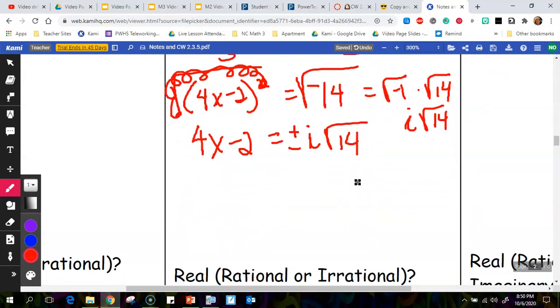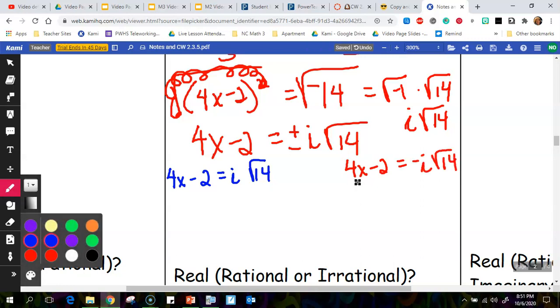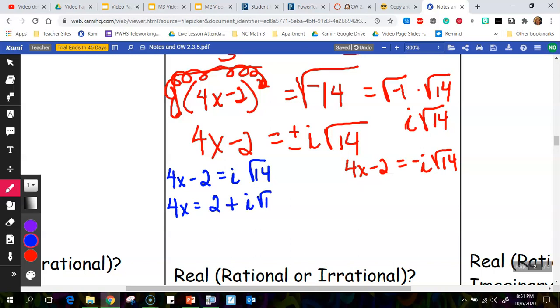So let's add 2. Actually, no. I'm going to set this up as 2 different equations. Because once you get to this part right here, if you've got stuff over here on the left, you need to set this up as 2 different equations. So 4x minus 2 equals positive i root 14. And on the other side, 4x minus 2 equals negative i root 14. Okay. So I need to add 2. 4x equals 2 plus i root 14.